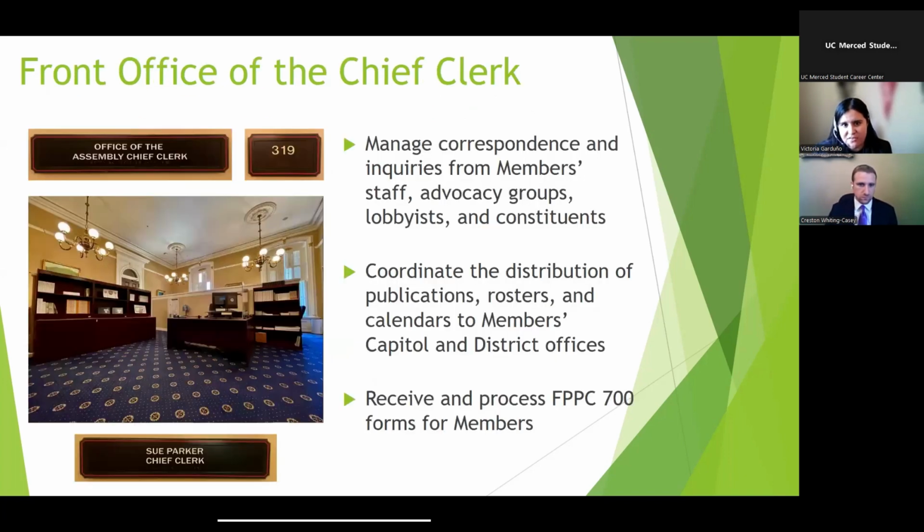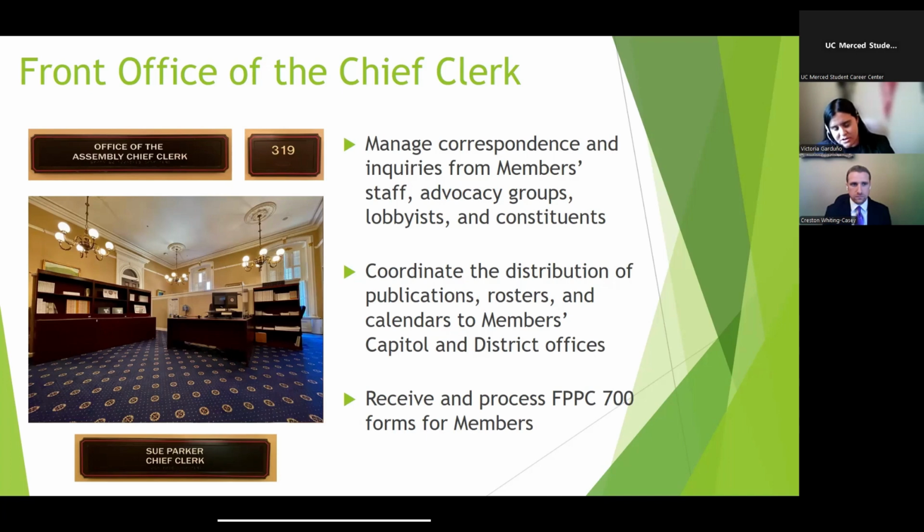So then the front office. If you come into room 319 in the Capitol and you walk in through our front door, this picture is what you will see. So our front office team manages correspondence and inquiries from members, staff, advocacy groups, lobbyists, and constituents. So they do a really good job at directing the question to whichever unit can best answer the question.